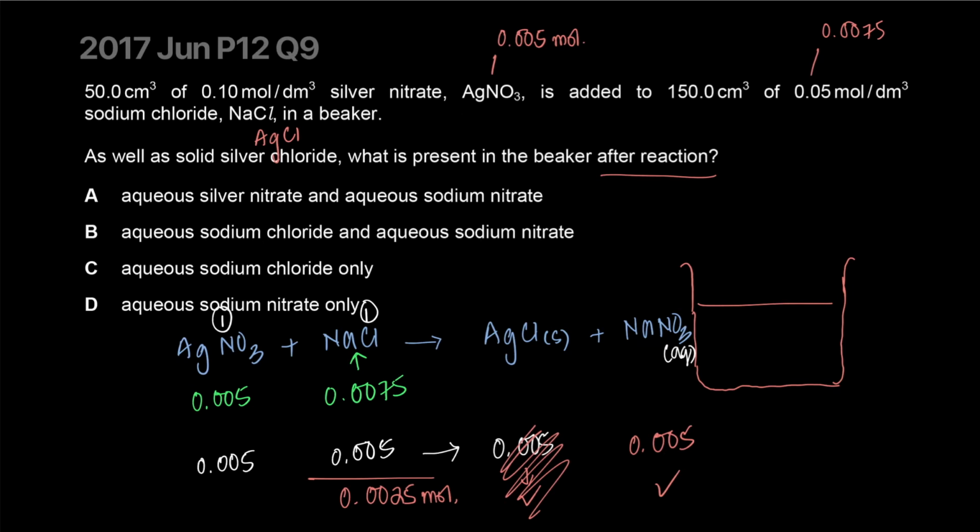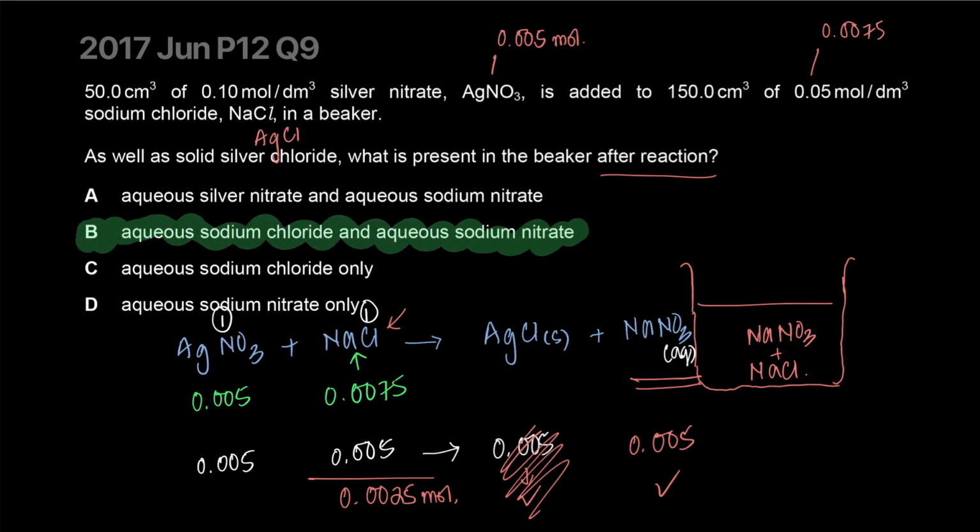They're asking what else is left. You'll have sodium nitrate produced, so that's in the solution, NaNO3. But you'll also have some unreacted sodium chloride as well, NaCl. So the answer is B.